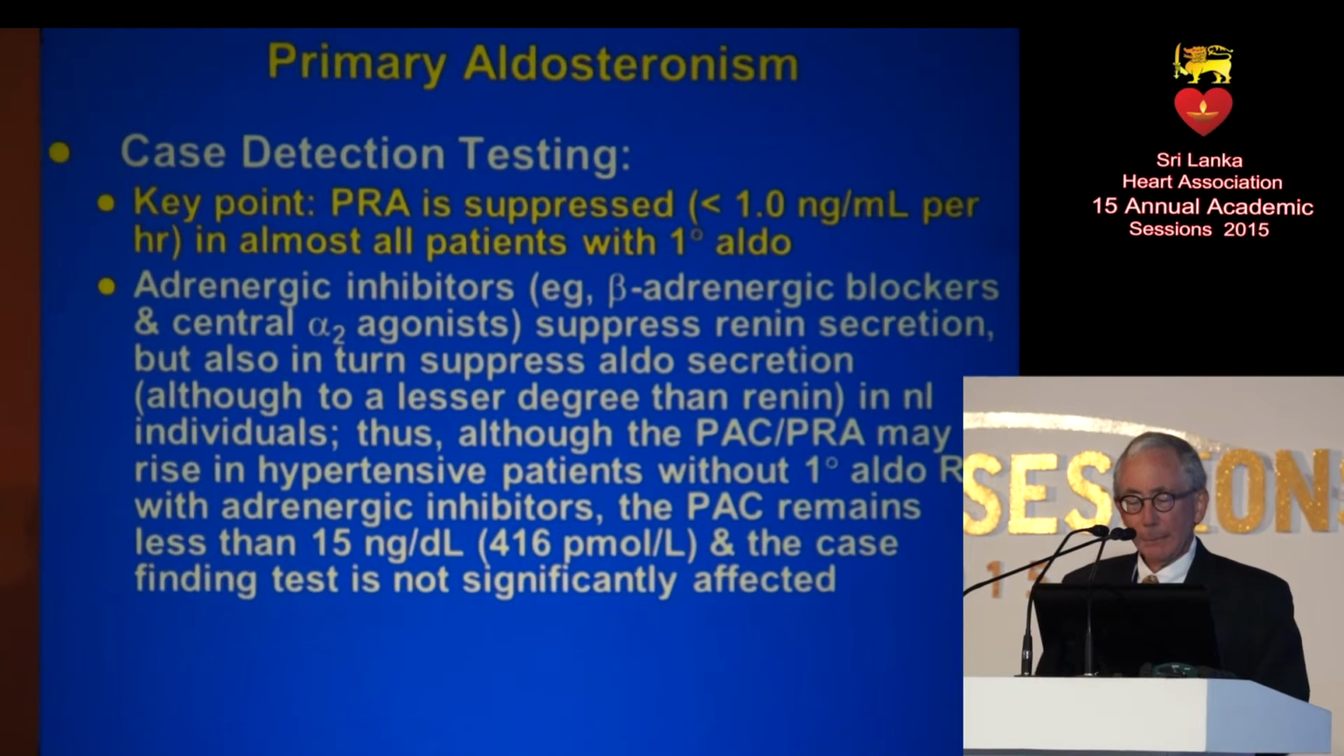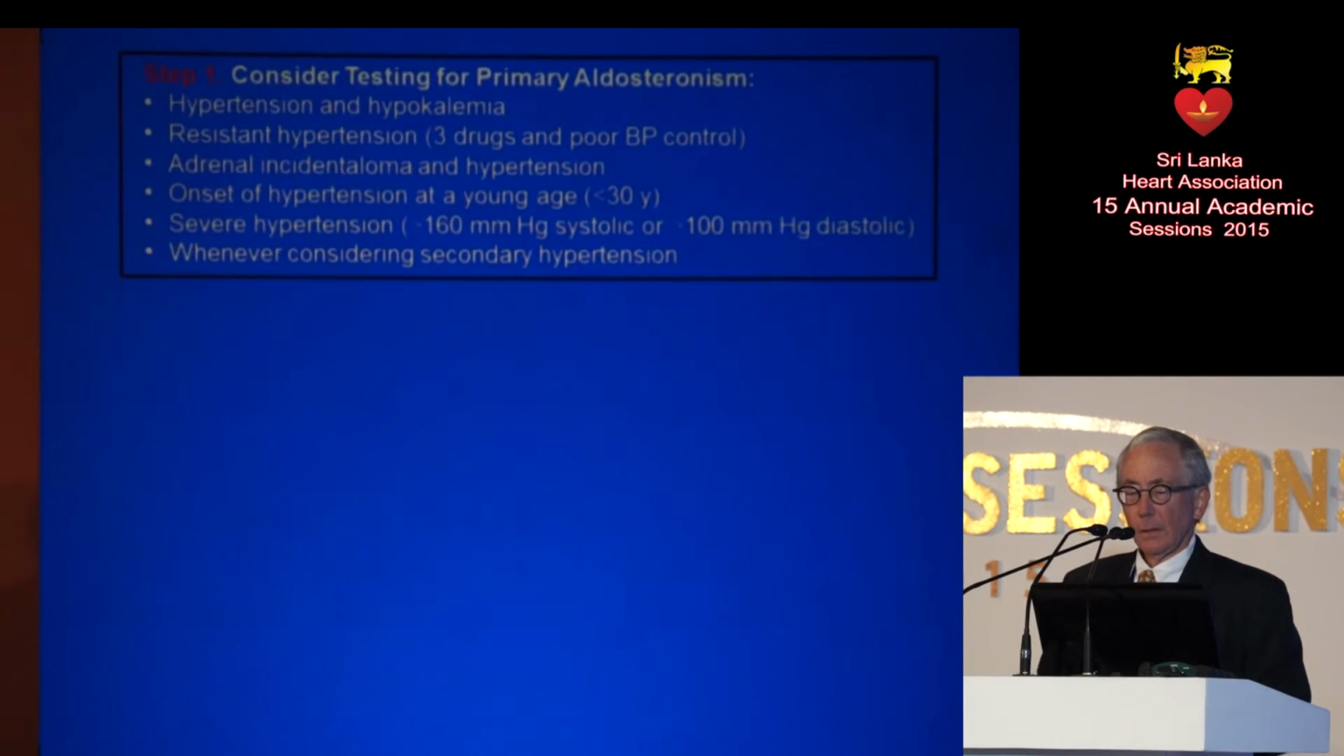Now, other drugs like beta blockers suppress renin activity, but also in turn suppress aldosterone secretion. And it's obviously to a lesser degree than renin in normal individuals. Thus, although the ratio may rise in hypertensive patients without primary aldosteronism, if you are treating the patients with beta blockers and the PAC remains less than 15, then the case defining test is not going to be significantly effective. So I don't really routinely stop beta blockers under these circumstances.